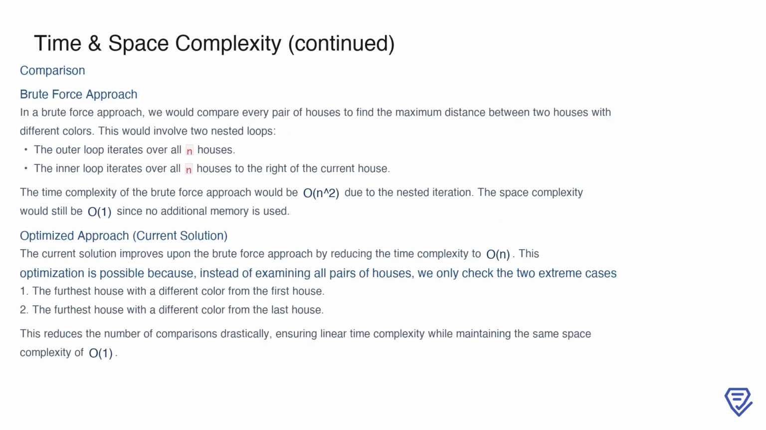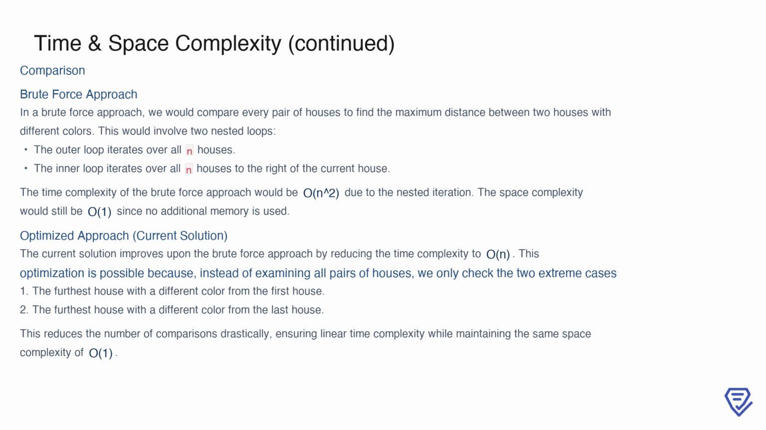Let's compare the efficiency of the optimized approach with a brute force method. In the brute force approach, we would check every possible pair of houses to determine the maximum distance between two houses with different colors. This would require two nested loops, where the outer loop iterates over all n houses, and the inner loop examines all houses to the right of the current house. This results in a time complexity of O(n²). However, like the optimized method, the brute force approach uses no additional memory, so its space complexity is O(1).